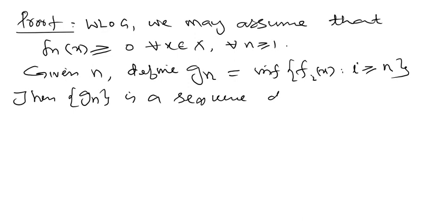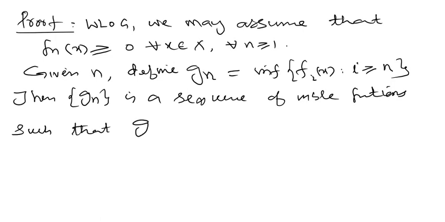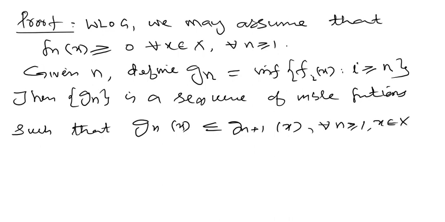Is a sequence of measurable functions such that Gn of x is less or equal to Gn plus 1 of x for all n greater or equal to 1 and x belongs to X.